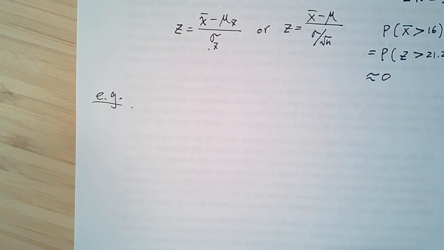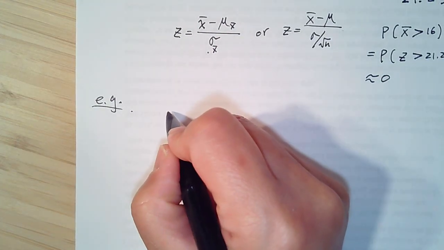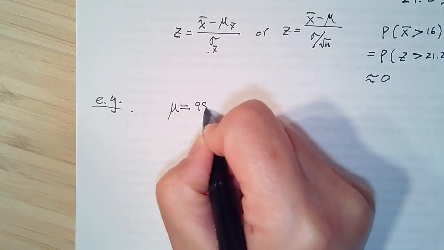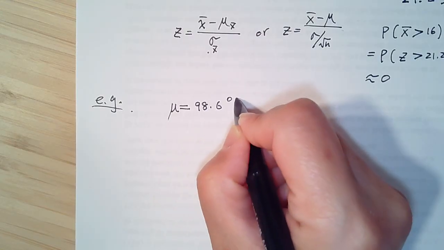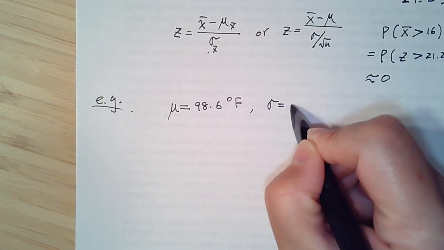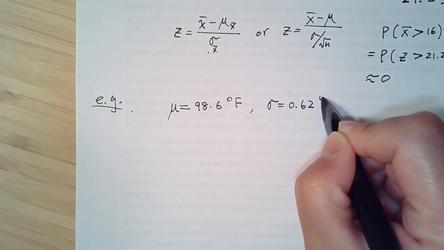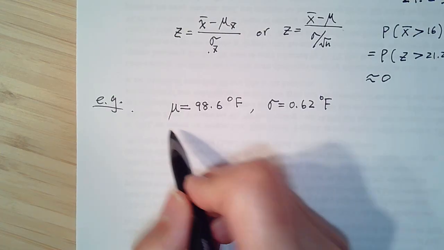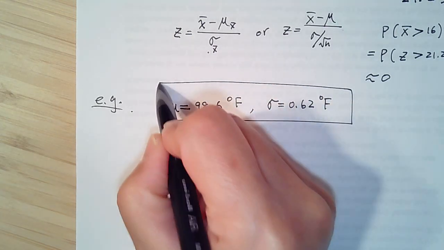Okay, the body temperature. We always believe that the human body temperature is 98.6 degrees Fahrenheit as the average, and the standard deviation is 0.62 degrees Fahrenheit. The mean and the standard deviation should have the same unit. So that's what is commonly believed.